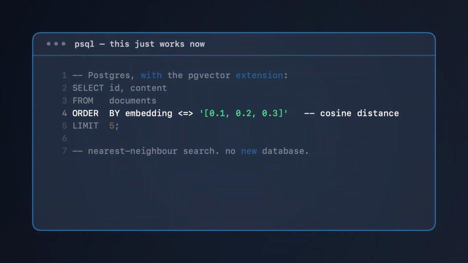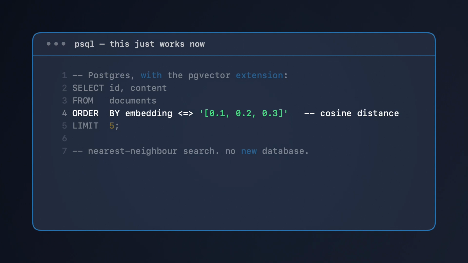The two databases that have run the internet for the last 30 years, PostgreSQL and SQLite, both grew vector search extensions. And here's the uncomfortable truth. For the vast majority of production use cases, they are making specialized vector databases unnecessary.